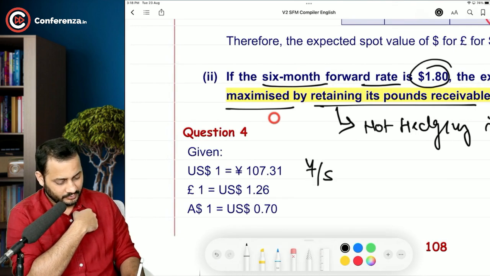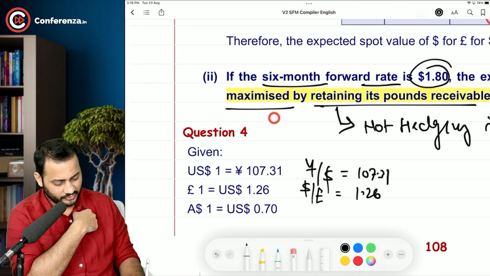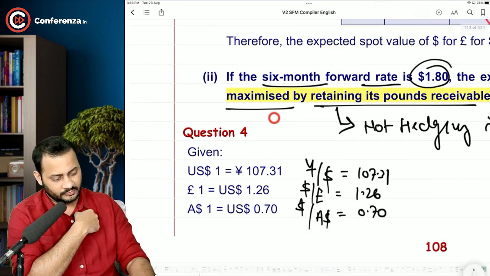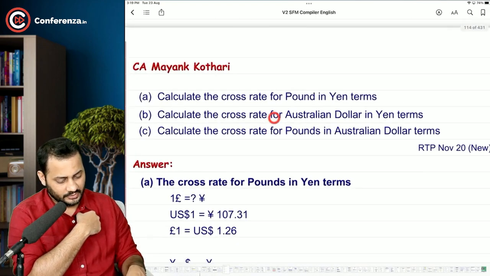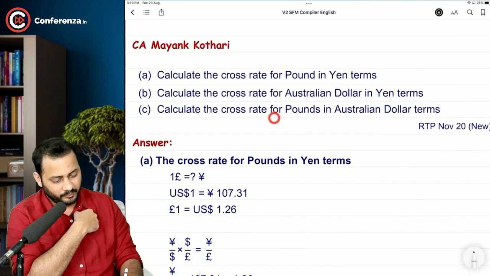Yen per dollar is equal to 107.31, dollar per pound is equal to 1.26. In this case, it's dollar per Australian dollar. US dollar per Australian dollar is 0.70. So I have lots of things written over here. Calculate the cross rates for pound in yen terms. That means yen per pound.